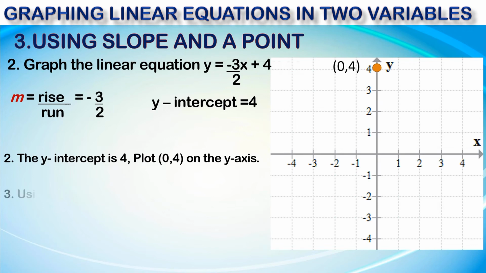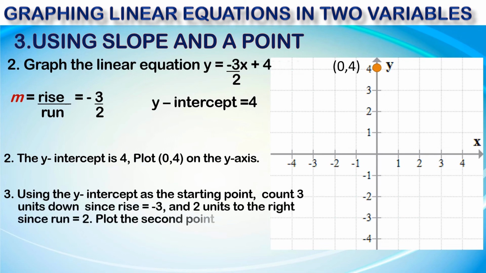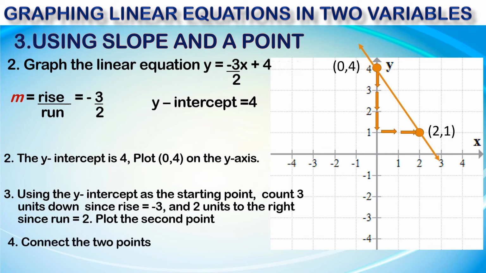Next step, using the y-intercept as the starting point, we're going to count 3 units down since the rise equals negative 3, and 2 units to the right since the run equals 2. Then we're going to plot the second point, which has the coordinates (2, 1). Next step is to connect the two points. So we have a straight line which is the graph of y equals negative 3/2 x plus 4.